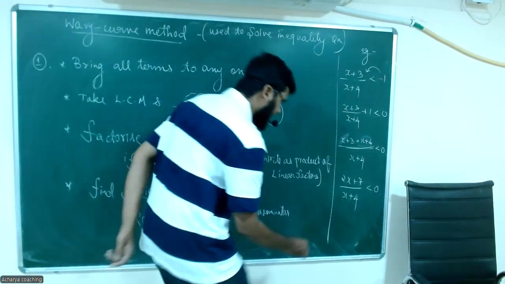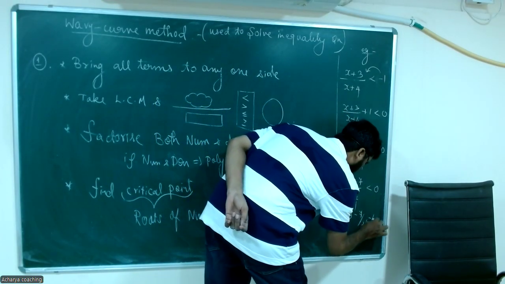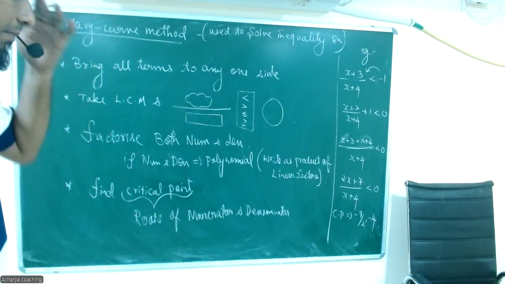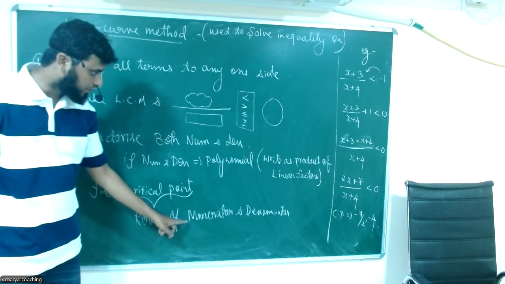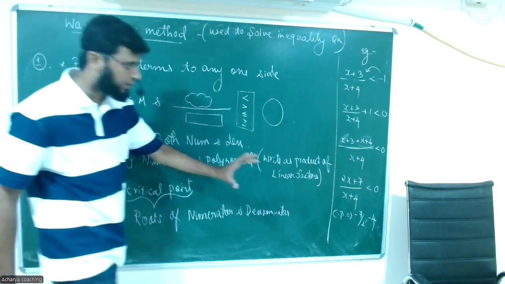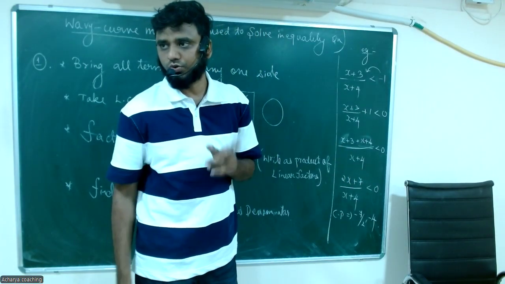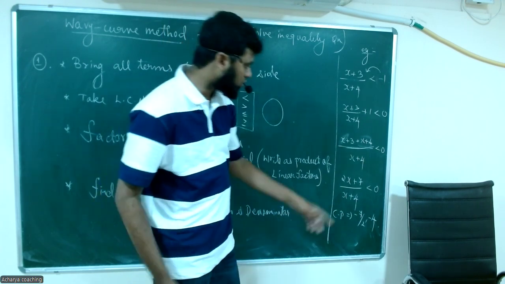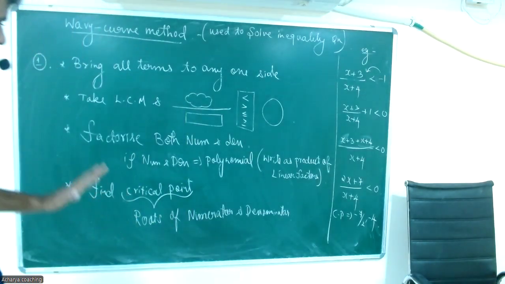What is the critical point here? Minus 7 by 2 and minus 4. Any doubt in this? Critical point is minus 7 by 2 and minus 4. So find critical point, which is nothing but the roots of numerator. Roots of numerator means numerator you have to just equate to 0 and find the roots. 2x plus 7 equal to 0 means x will be equal to minus 7 by 2. X plus 4 equal to 0 means x will be equal to minus 4. Any doubt till here?